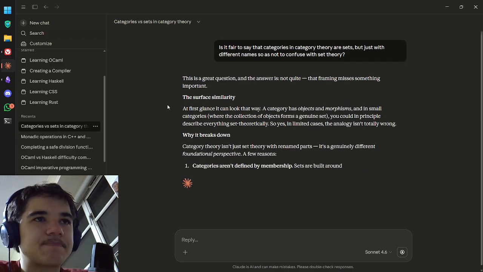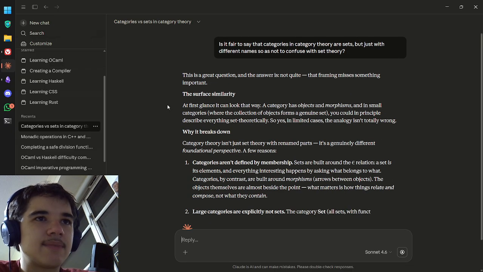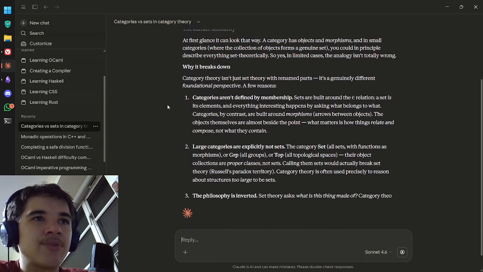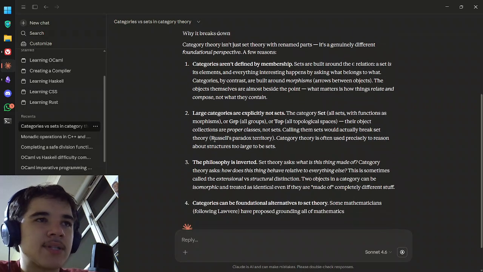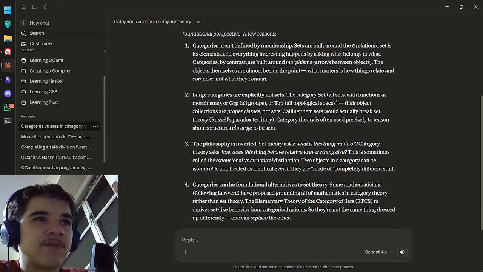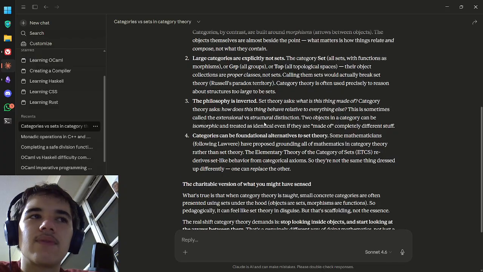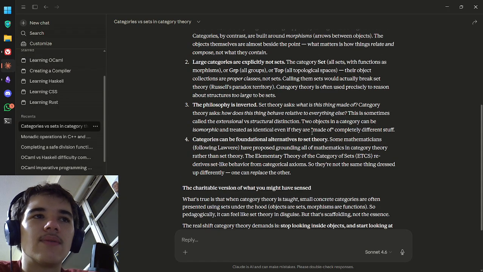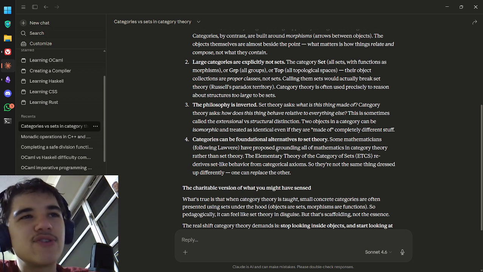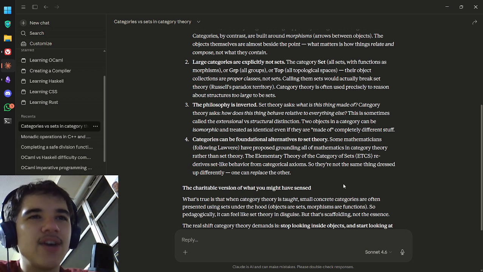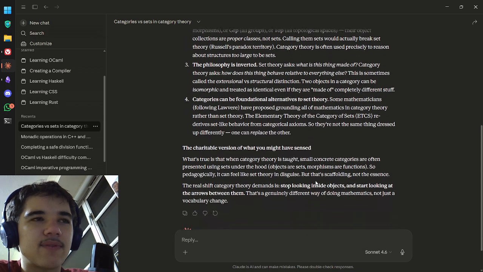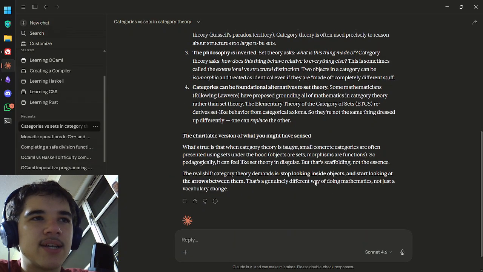Categories, objects, morphisms. Okay, categories aren't defined by membership. Logically they are not sets. Philosophy is inverted. Categories can be foundational alternatives to set theory. Some mathematicians following Lawvere have proposed grounding all of mathematics in category theory rather than set theory, which is very interesting. So they're different, but one can replace the other.